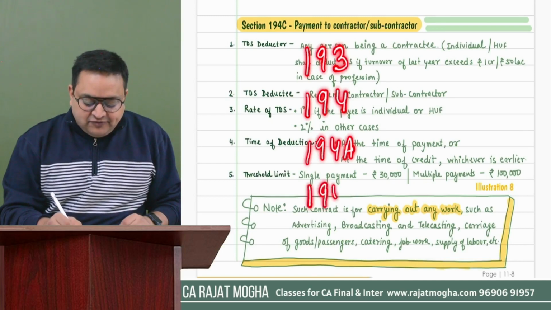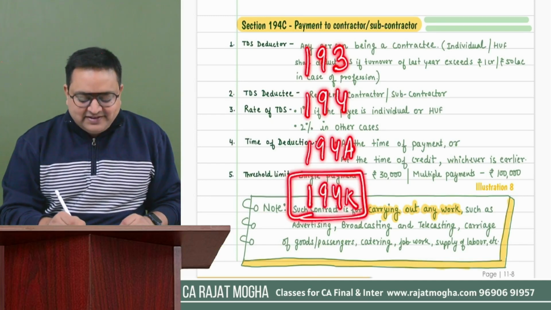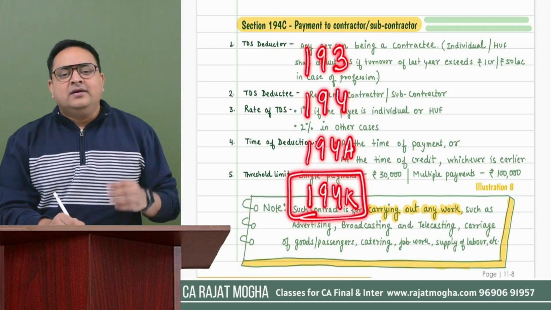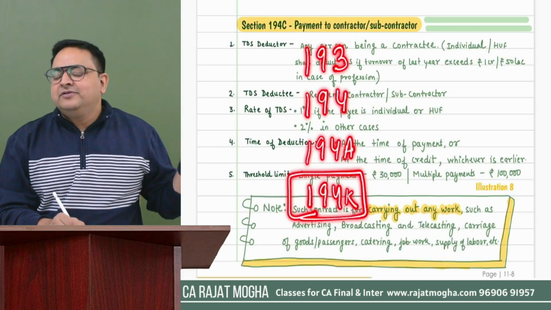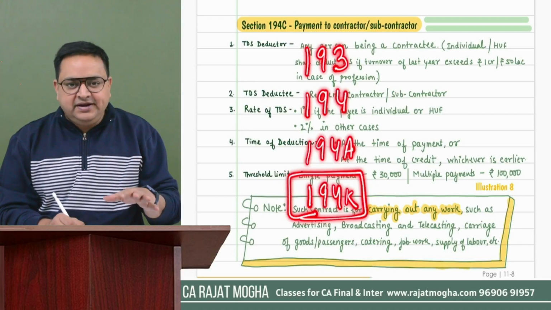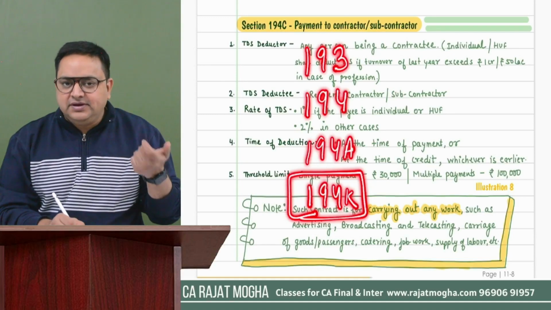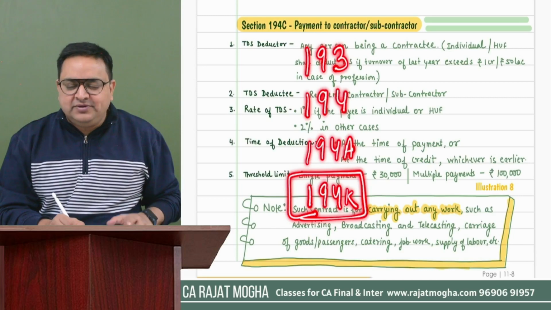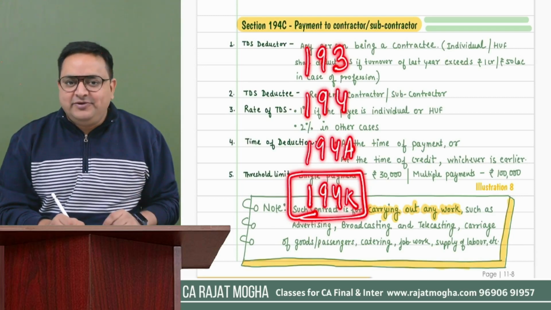Then we also discussed 194K. Do you remember the section 194K? If you have mutual fund units, the mutual fund company pays you income, then they are going to deduct 10% TDS if the amount of income is more than 5,000 rupees. The threshold limit is 5,000 rupees over here.